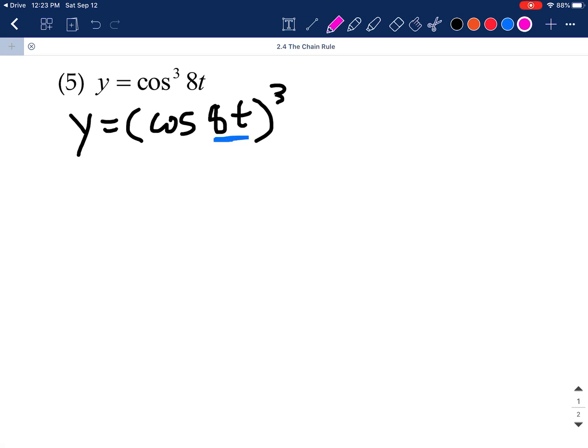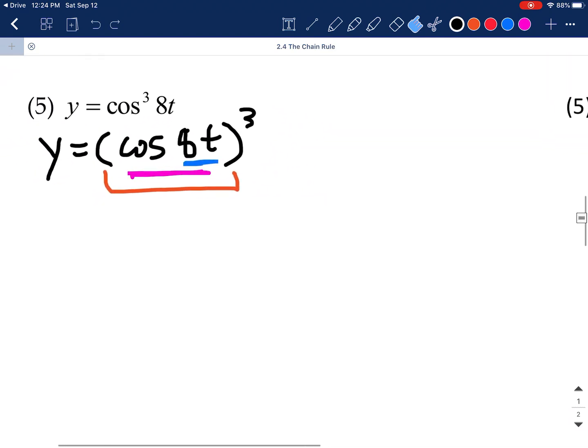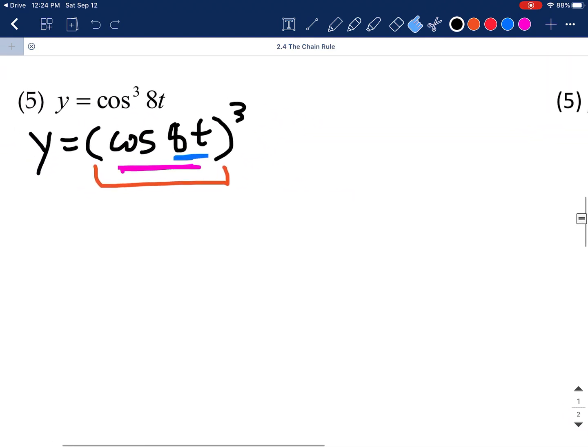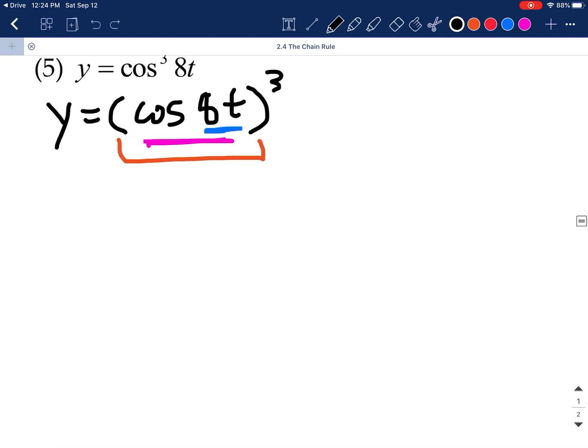So inside of my cosine is 8t. Then I have cosine of that 8t. And then I have the cubic expression. So I will write this in that quick method first, and then we'll look at how we would do this with substitutions. So let's go ahead and compute this. Let's see, do I have enough space? Yeah, I think so.